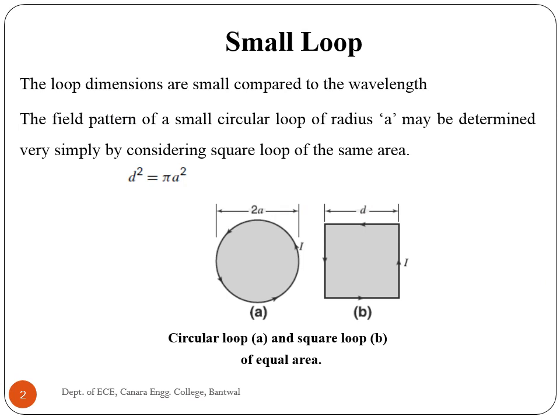The small loop. The field pattern of a small circular loop of radius a may be determined very simply by considering a square loop of the same area, that is d square is equal to pi a square, where d is equal to the side length of the square loop. It is assumed that the loop dimensions are small compared to the wavelength. The far field patterns of circular and square loops of the same area are the same when the loops are small but different when they are large in terms of the wavelength.